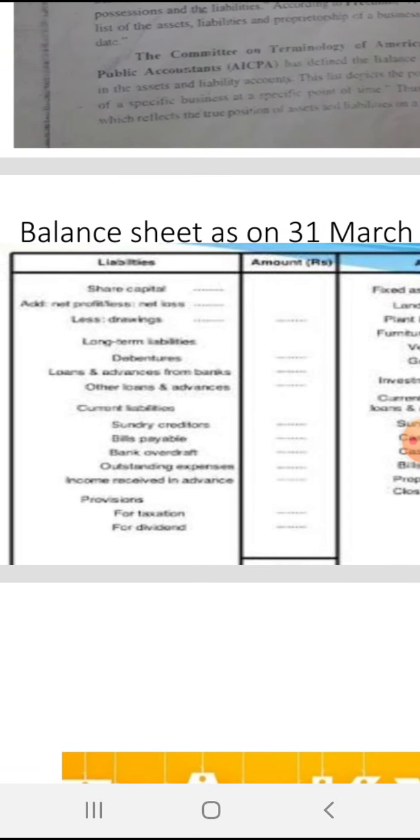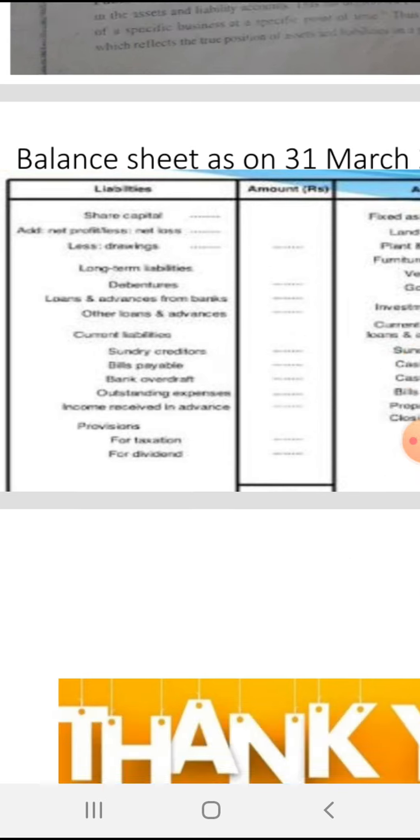Whereas on the liability side, share capital, in which net profit will be added, taken from profit and loss account, less drawings, and the amount will be written whatever it comes. Long-term liabilities such as debentures, loans and advances from banks and other loans and advances will be mentioned. Other than that, current liabilities such as sundry creditors, bills payable, bank overdraft, outstanding expenses, income received in advance will also be mentioned. And except this, provision for taxation and proposed dividend will also be mentioned.